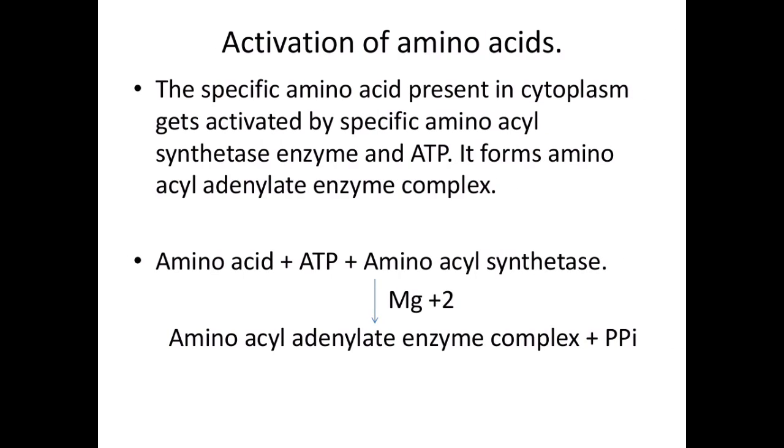First, activation of amino acids. The specific amino acid present in cytoplasm gets activated by specific aminoacyl synthetase enzyme and ATP. It forms aminoacyl adenylate enzyme complex. Amino acid plus ATP plus aminoacyl synthetase, in presence of magnesium ion, forms aminoacyl adenylate enzyme complex plus inorganic phosphate.